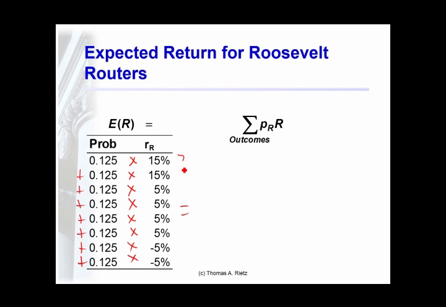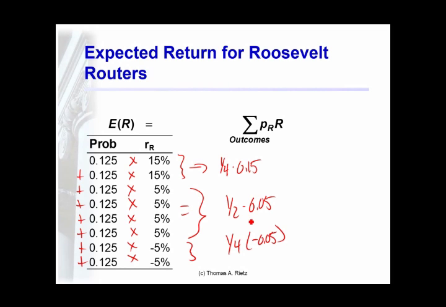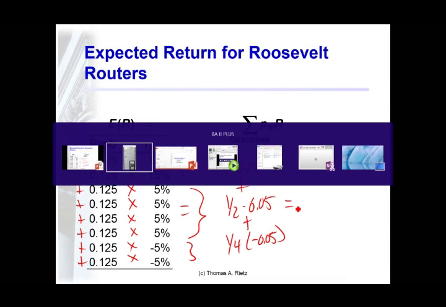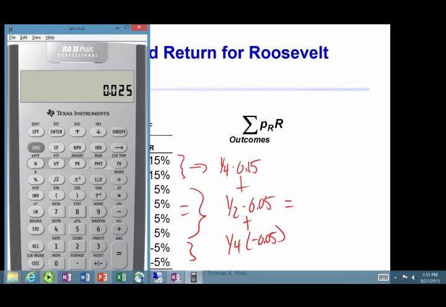In this case, you can collapse these. A quarter of the time, you get 15% return. Half the time, you get 5% return. A quarter of the time, you get minus 5%. Add them up. We'll just go ahead and do this in the calculator here. A quarter of the time, 15% return, plus a half of the time 5% return, plus, in parentheses, a quarter of the time, I get a negative 5% return. So the average return here, the expected return, is 5%.